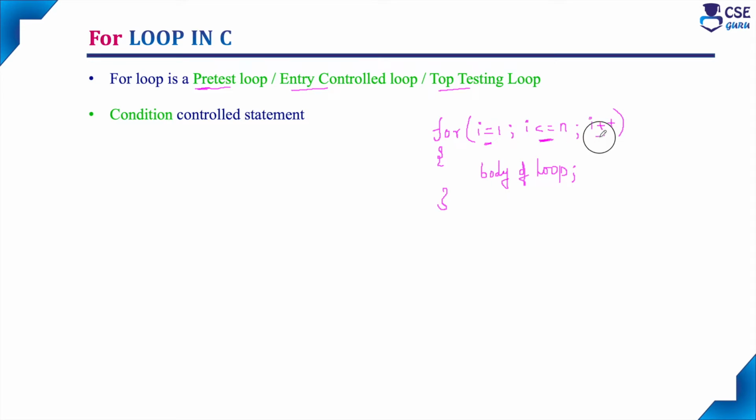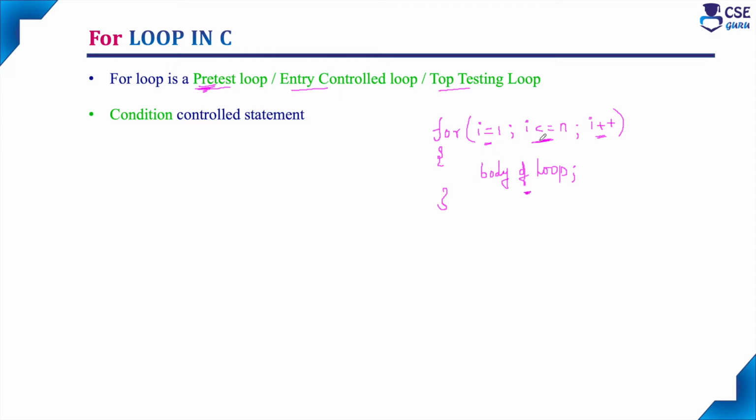And the third expression is updating the variable value, either by incrementing or decrementing the value. So here, this is the loop expression. Before executing the body of the loop, the loop expression will be tested first. Only when the loop expression is evaluated to true, then only the body of the loop will execute. So it is called pre-test loop.